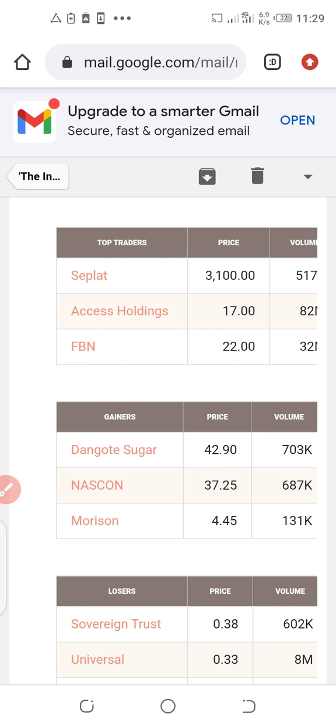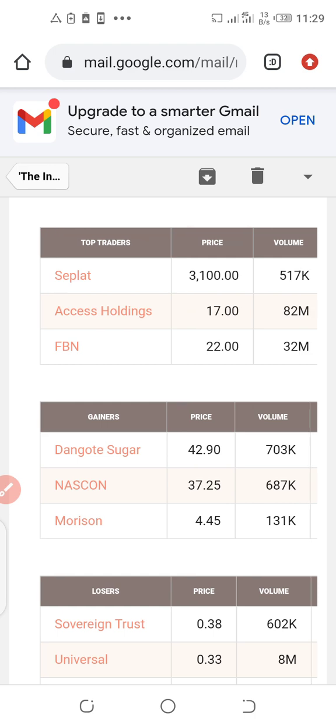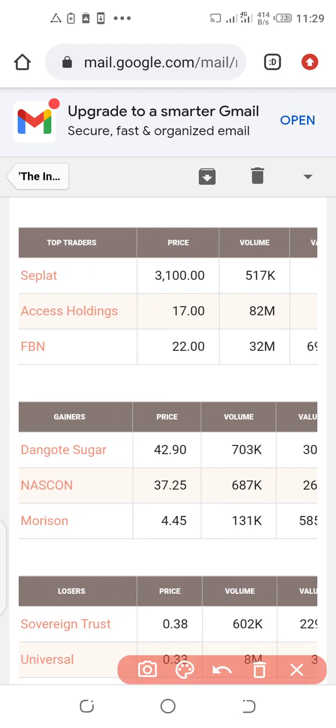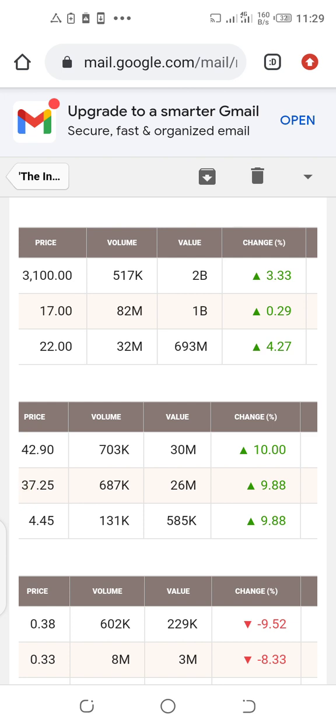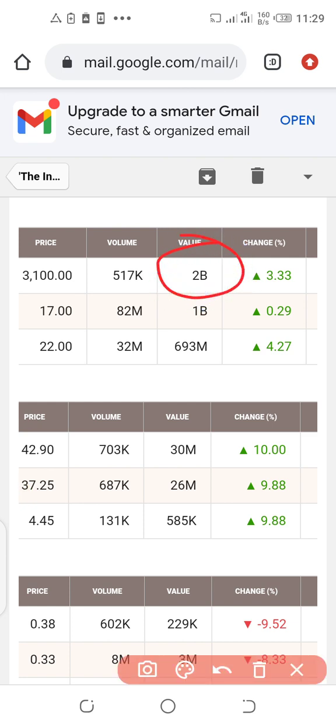All right, so on top traders, we had Seplat. Seplat on the first of the top traders. I can imagine a unit of Seplat share costs 3,100, yet people are trooping in to buy it. So Seplat was able to raise a total of 2 billion naira today. That's what actually makes them the number one on the top traders list.